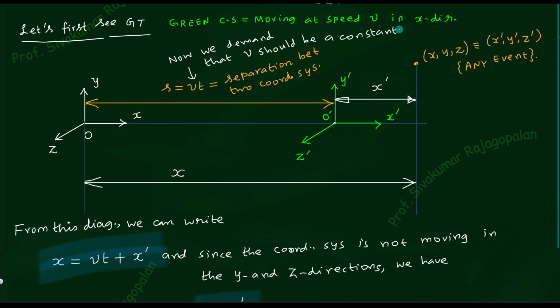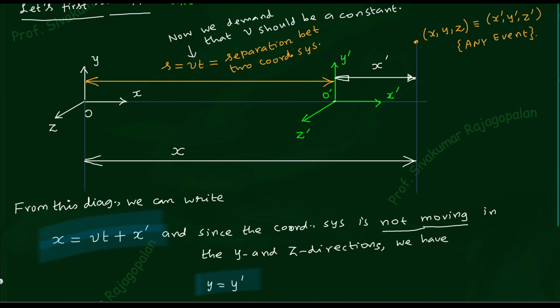Why are we demanding this, you understand, right? Then only the appearance of the Newton law will be preserved. So the green color coordinate system must be uniformly moving. It should be in uniform motion. That is the meaning of constant v. Constant velocity means uniform motion.